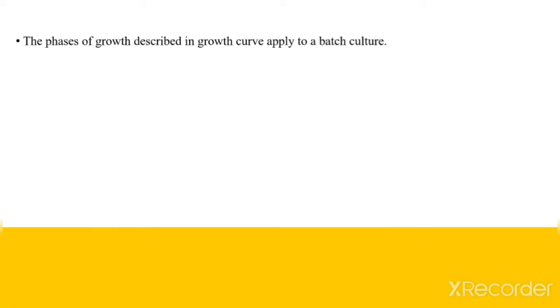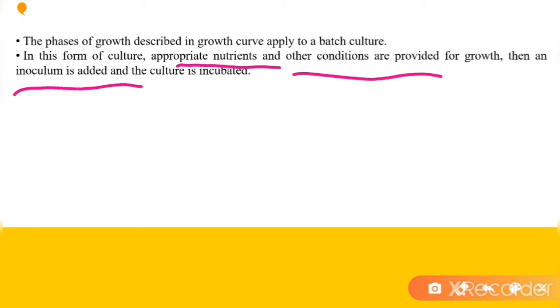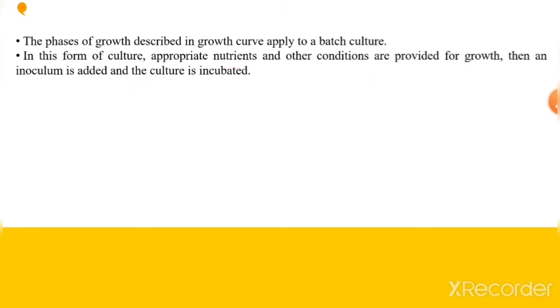Let's start with the introduction. The phases of growth described in the growth curve apply to batch culture. As we saw in the growth curve, batch culture is nothing but using microorganisms and nutrient broth in only one batch and doing the production. That is called a batch culture. In this form of batch culture, appropriate nutrients and other conditions are provided for growth, then the inoculum is added and the culture is incubated.